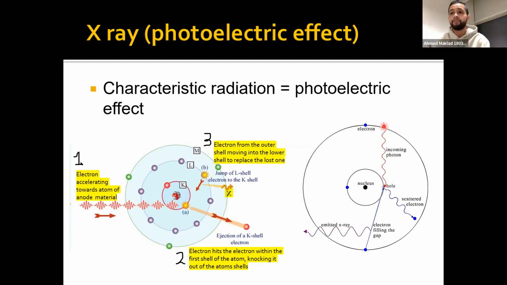Now you have an incoming photon, or electron or whatever. It's going to knock one of the electrons from the inner shell right here. It's going to knock it out. And what will happen is an electron from the middle shell will come and replace that one right here. And in that process, it is going to lose energy. And when it loses energy, you're going to get emitted X-rays right here. When the electron fills the gap, you get emitted X-rays. And that's basically what characteristic radiation is. Do you have any questions regarding either characteristic radiation or general radiation?